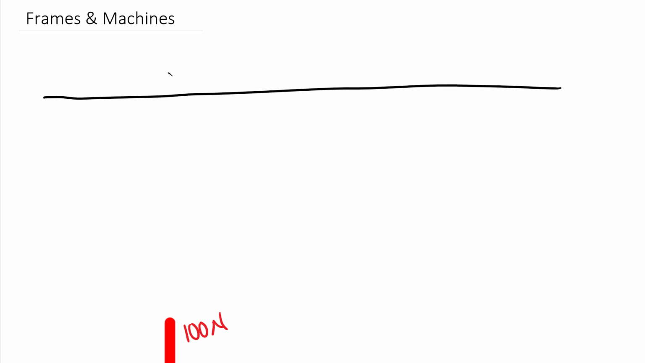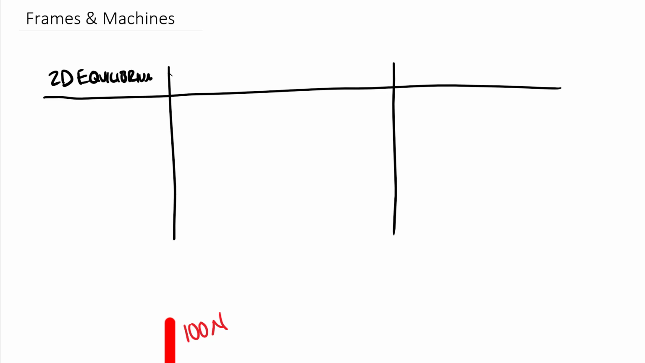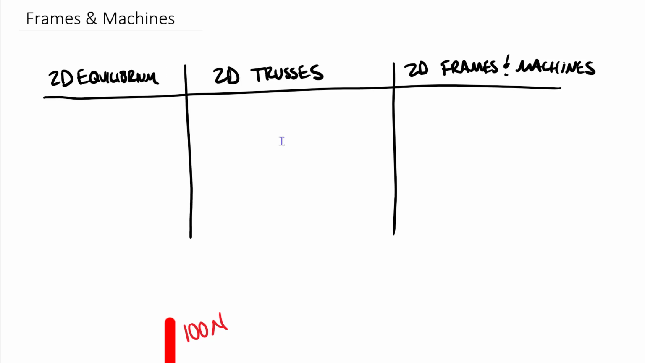This is going to be a 3-column table. I'm going to make it most of the width of my page here. So talking about two-dimensional equilibrium, and then two-dimensional trusses, which we've been covering the last few videos. And then now two-dimensional frames and machines. Shift things over just a touch to get a little more balance here in my table.